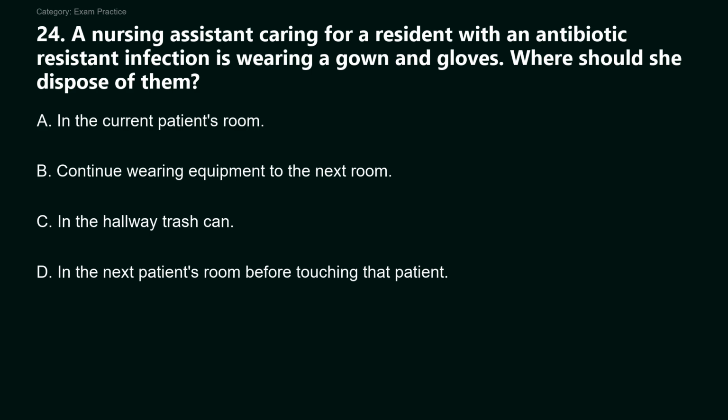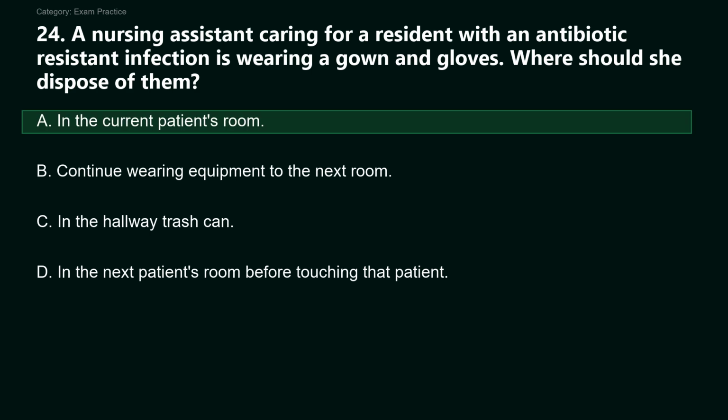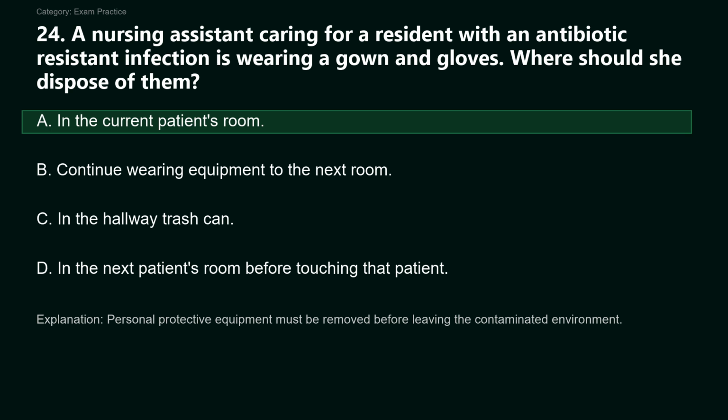In the hallway trash can. Option D. In the next patient's room before touching that patient. The correct answer is option A, in the current patient's room. Personal protective equipment must be removed before leaving the contaminated environment.